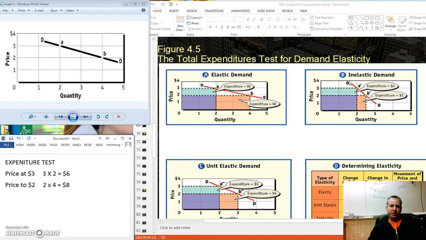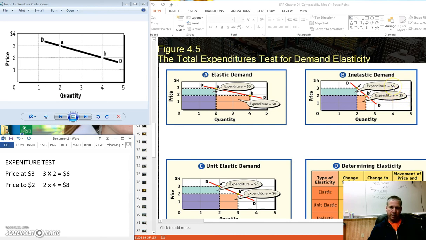All right, so inelastic. Let's take a look at an inelastic demand curve here. At a price of $3, notice this curve is a little steeper here, so it's going to affect where we drop on our quantity. At a price of $3, point A, we sell 2 units. 3 times 2, $6. Same as before. But now because this curve is a little steeper, look what happens. We drop our price by $1. We come on out here to 2.5. $2 times 2.5 units, that would be a total expenditure of $5.